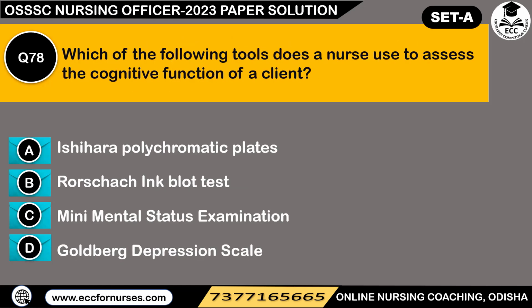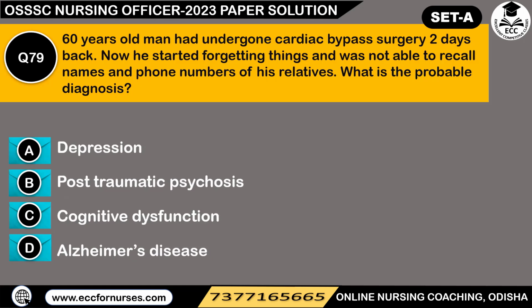Which of the following tools does a nurse use to assess the cognitive function of a client? Answer is mini mental status examination. Question number 79. 60 years old man had undergone cardiac bypass surgery 2 days back. Now he started forgetting things and was not able to recall the names and phone numbers of his relatives. What is the probable diagnosis? Answer is option C, cognitive dysfunction.